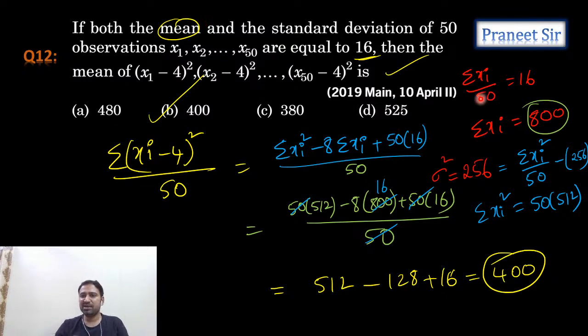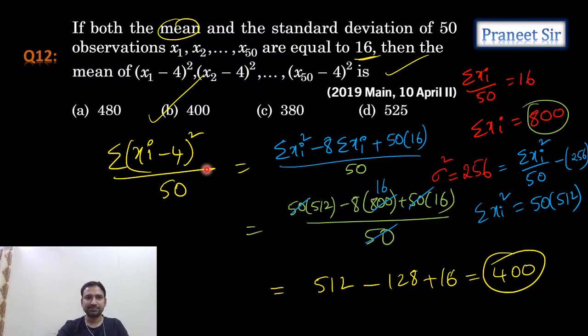See, the mean he gave: mean is equal to sigma xi by 50 is equal to 16. When you cross multiply this, we get sigma xi. And sigma square is what? Variance. He is giving the standard deviation as 16, that means variance is 256. If variance is 256, the variance formula is this. From this we calculated sigma xi square, so all these values we are substituting here. That's it. Is it correct? Okay, perfect. Chalo, next.